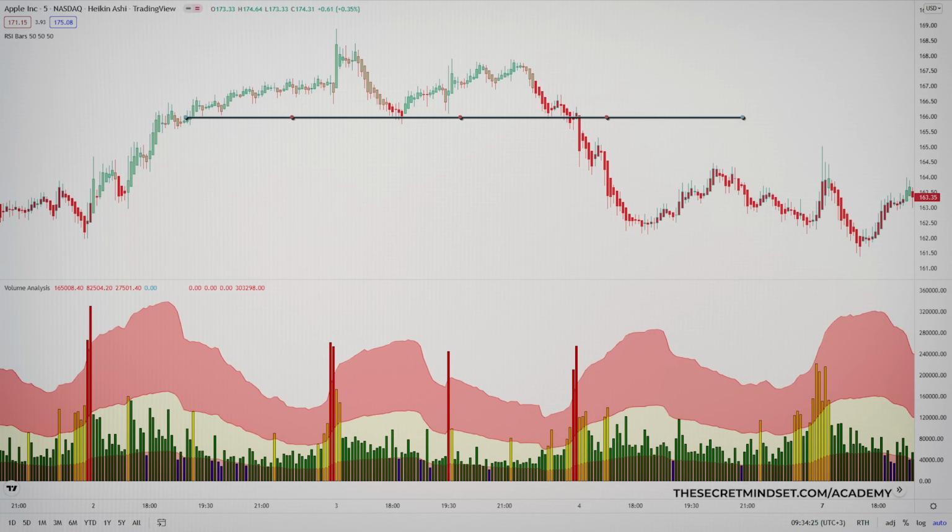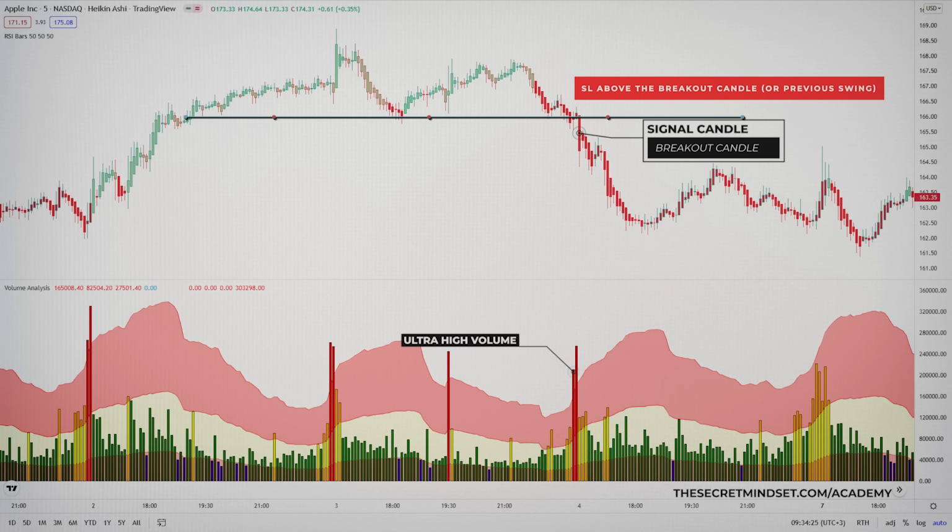This is how I personally place my stops. I look for the breakout candle, the one which really confirms the level is broken. If the volume is high or ultra high, I set my stop loss above that particular candle, and I aim to win double the amount I've risked. I look for a positive reward to risk ratio, such as 2-to-1, which would dictate that my potential profit is larger than any potential loss.